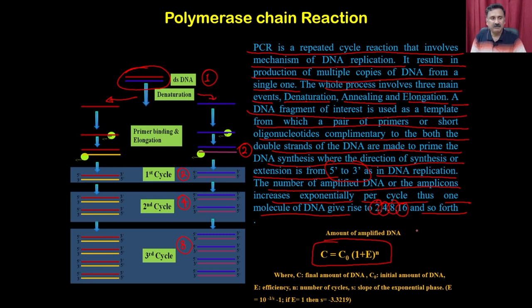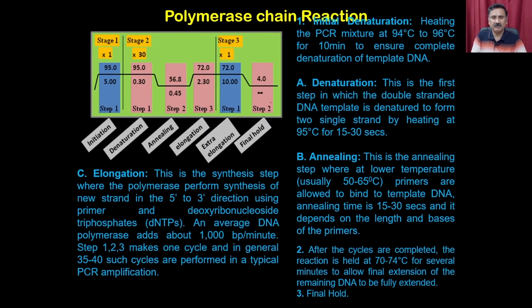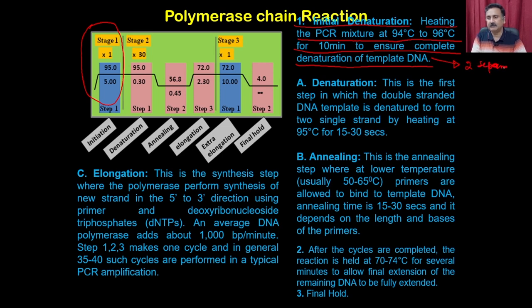How are you going to perform the PCR reaction? You're going to set up the PCR in the following steps, right? First, you're going to have the initial denaturation. So this is the initial denaturation in stage one, right? In the initial denaturation, you're going to heat the PCR mixture at 94 to 96 degrees Celsius for 10 minutes to ensure the complete denaturation of the template DNA, which means you're going to have two separate strands. So the first step is the initial denaturation.